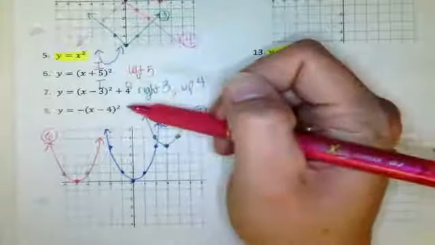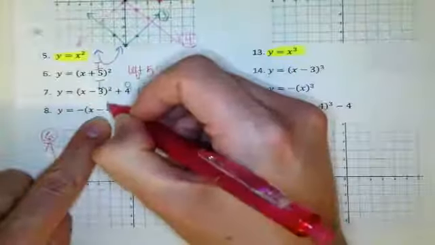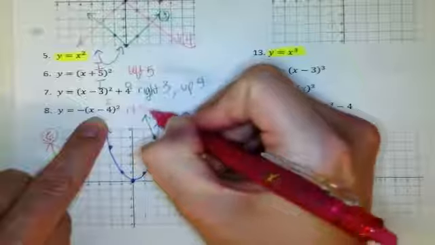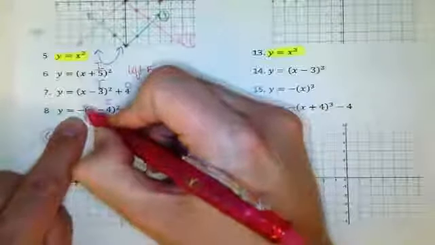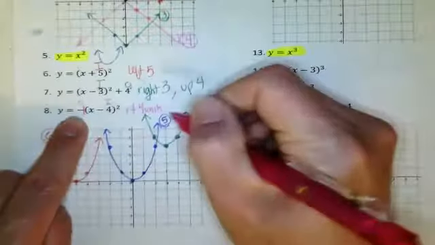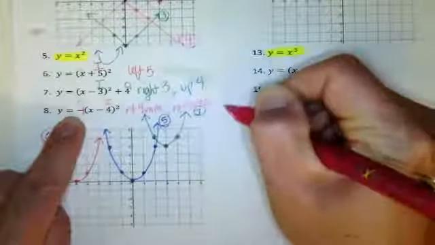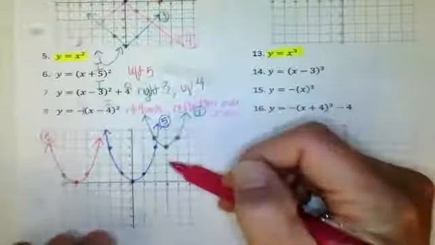So, the 4, is it on the inside or the outside? Inside. So how does it shift? Right 4 units. Good. And then what does that negative do? It has a reflection. A reflection over the x-axis. I call it a vertical reflection.